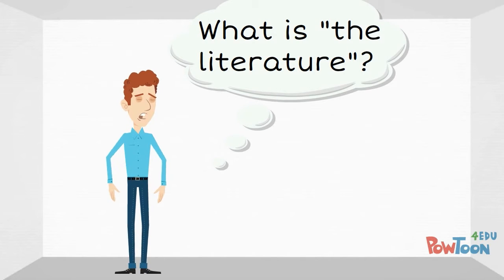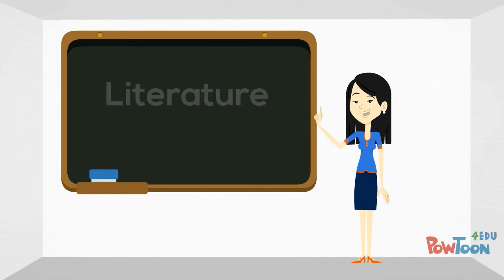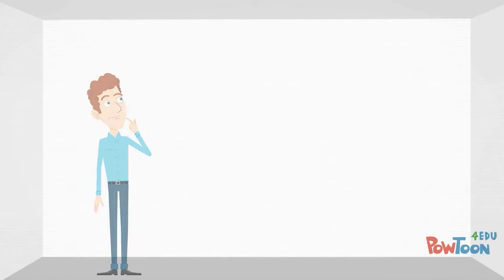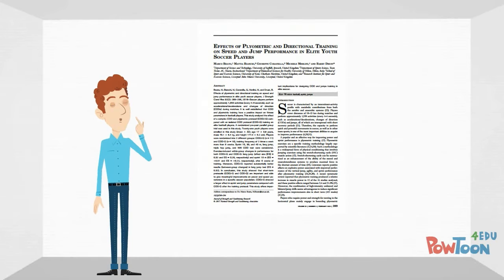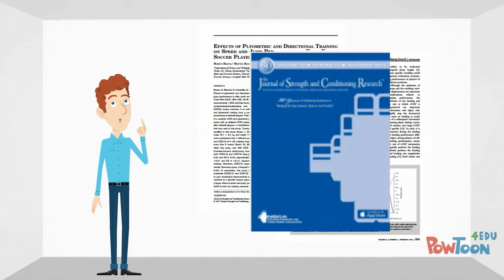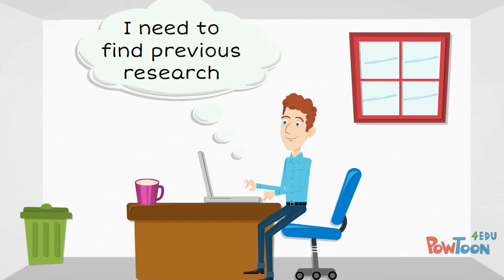Mark soon learned that, in the academic world, the term literature is often used to describe the collected body of scholarly works related to a topic. The literature usually consists of articles published in academic peer-reviewed journals, such as the Journal of Strength and Conditioning Research. So when Mark was told he needed to review the literature, this meant that he needed to find previously published scholarly resources relevant to his topic.